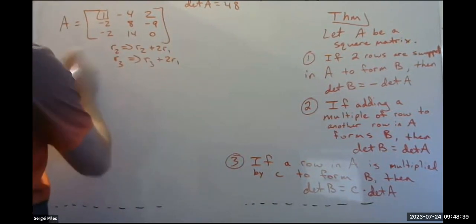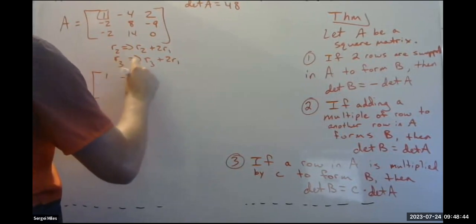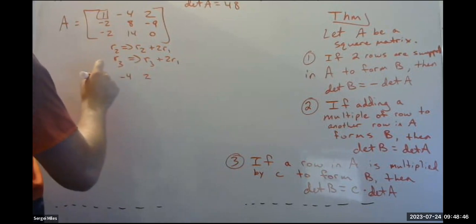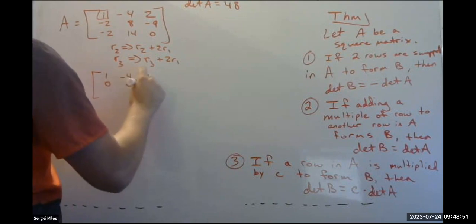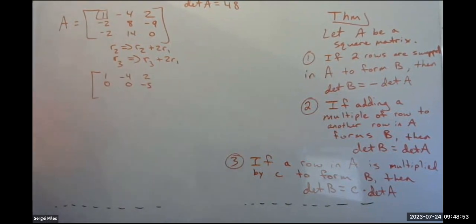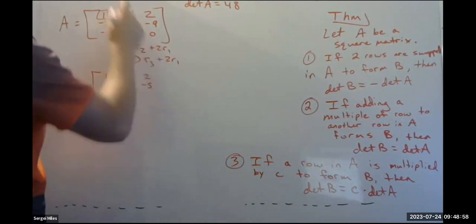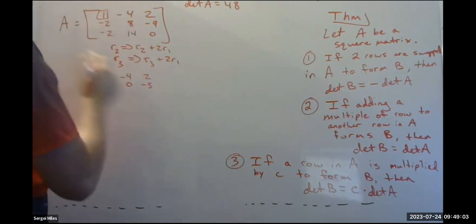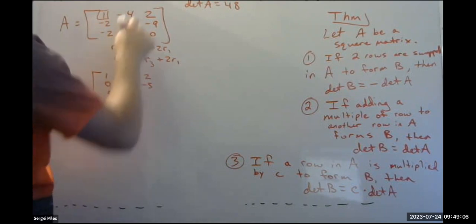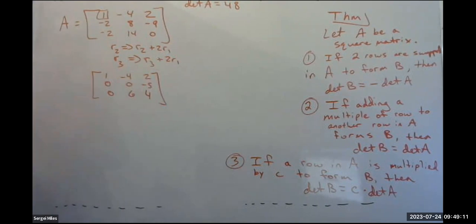Our new matrix is going to be 1, negative 4, 2. We're going to have 0, 0, negative 5. And then we're going to have 0. 2 times negative 4 is negative 8. So when we add, we're going to get positive 6. And then 2 times 2 is 4. So when we add, we get 4. All right, great.